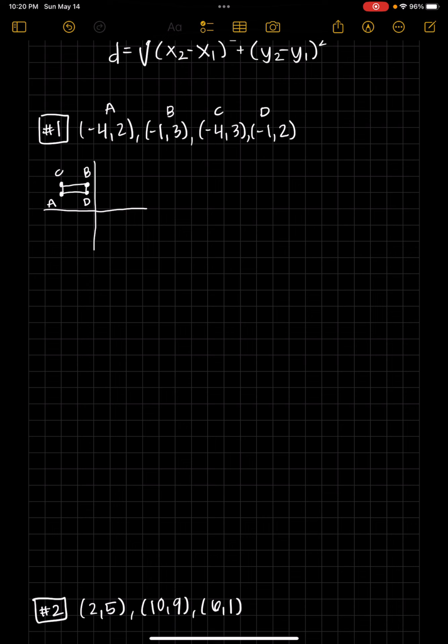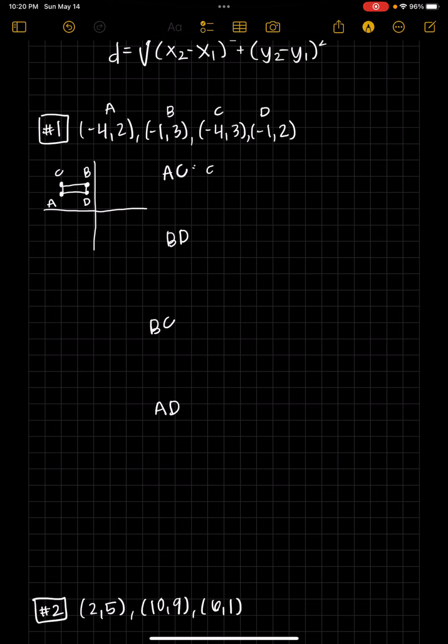So I'm going to start with A to C, and then I'm also going to find B to D. Those are like my two short sides. Then I'm going to find B to C, and then I'm also going to find A to D. Those two, the bottom two, are like my long sides. And once I have all of those, to find the perimeter, I just add all of the sides up. So let's start with AC.